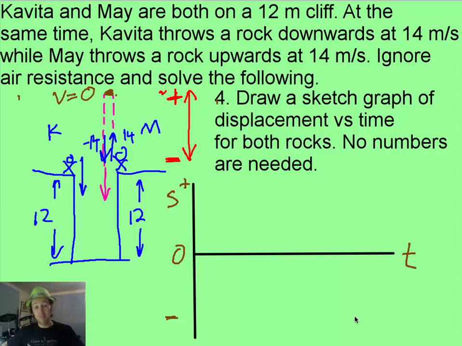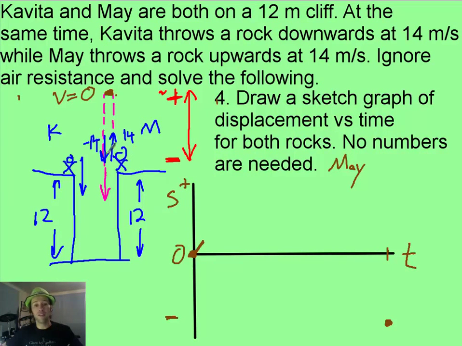For the displacement, I always start out by drawing your axes, and you want to think about where the rock is going to start and where it's going to finish. Let's start with May's rock first. We're going to call where she and Kavita are standing as the origin. So May's rock is going to start at the origin. At the end of time, it's going to end up in the negative down here. So if we're going to make this the impact time, it's going to end up down here somewhere in the negative area. And we know that it has to start going upwards.